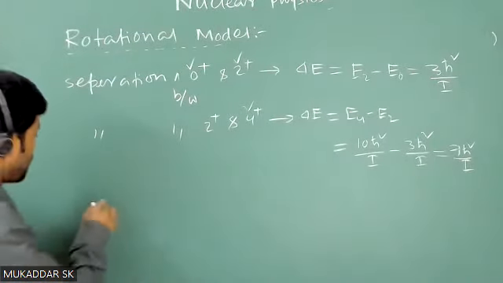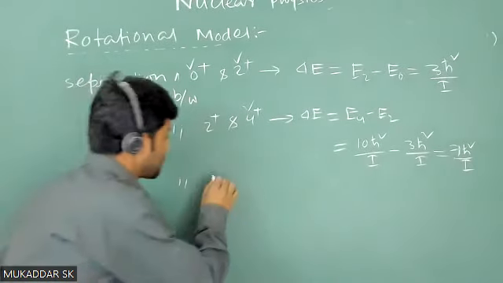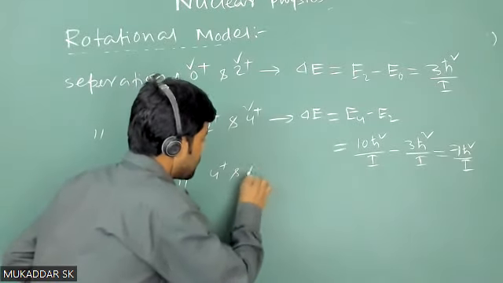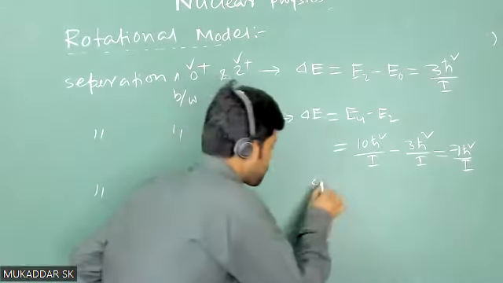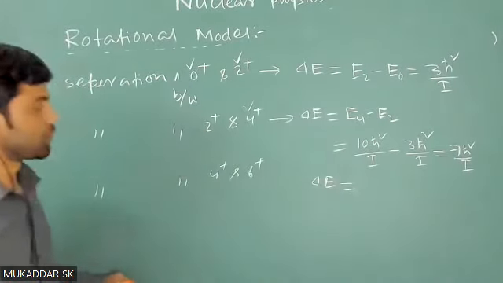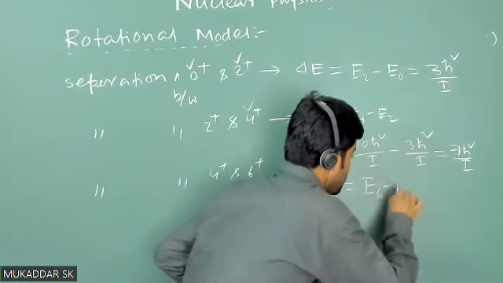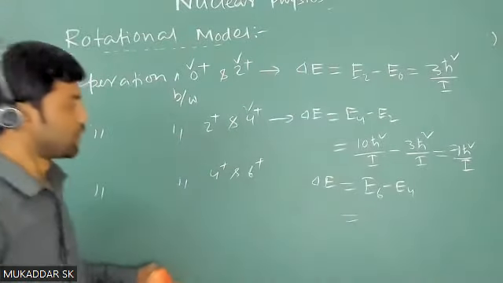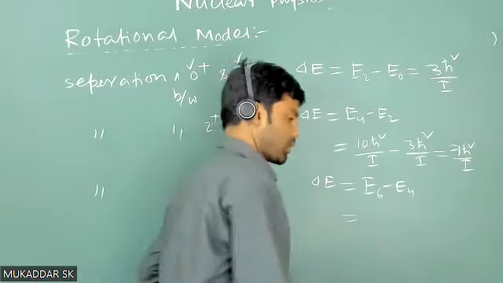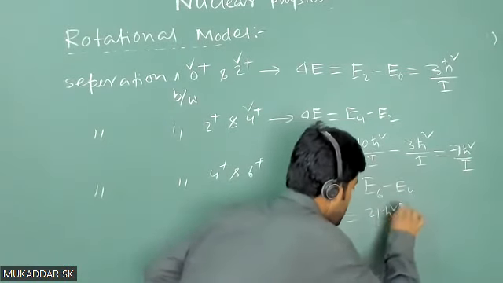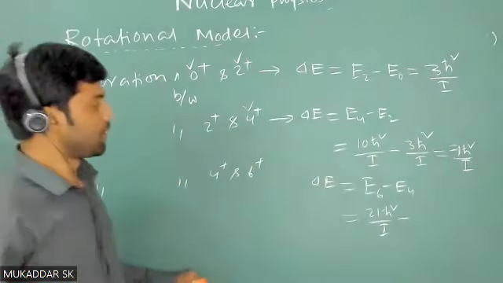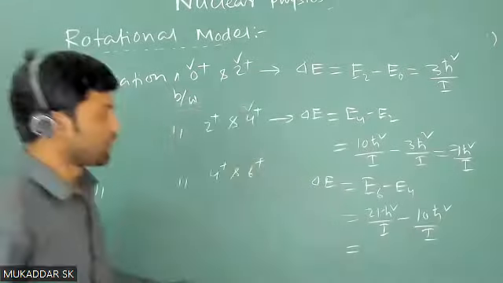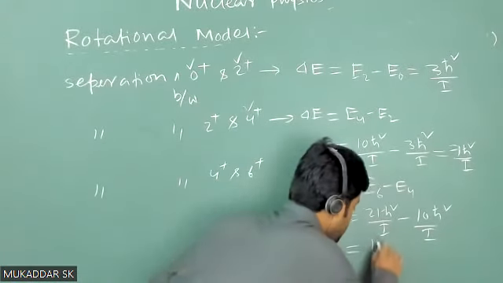Okay. Again, the separation between 4 plus and 6 plus, how much will it be? That will be E6 minus E4, okay? 6 means how much? 21 h cross square by I, 20 h cross square by I minus 10 h cross square by I, right? 10 h cross square by I. And that will give you how much? 11 h cross square by I.